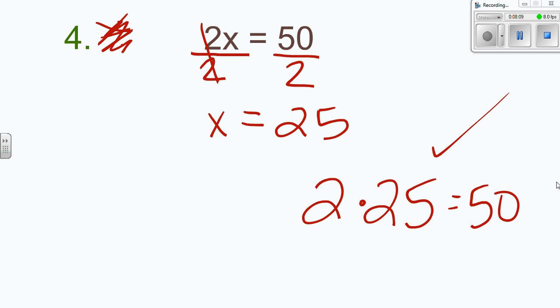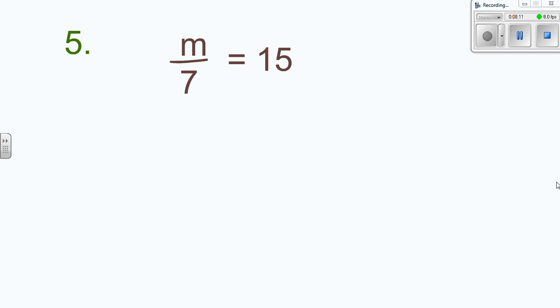correct answer. In problem number 5, these can be a little bit tricky because they are involving division, and it's tricky in the sense that students have a hard time sometimes trying to figure out why certain things cancel, so I'm going to try and break it down to you as best as I can. In this equation, we have m as our variable, and attached to that m is a division of 7.